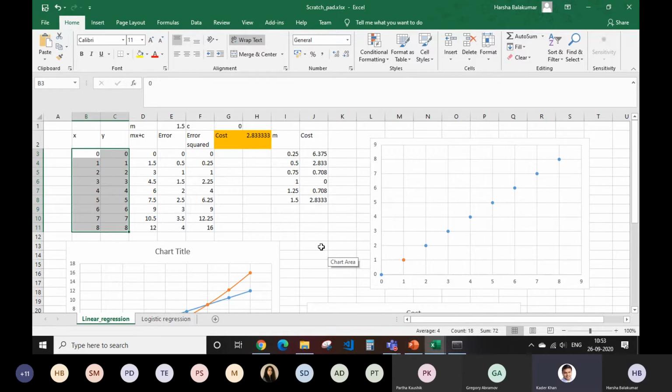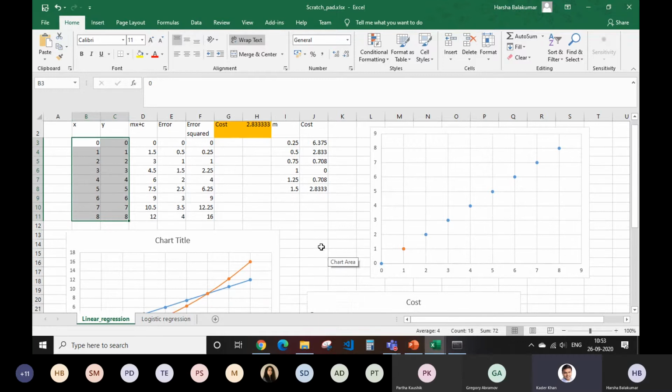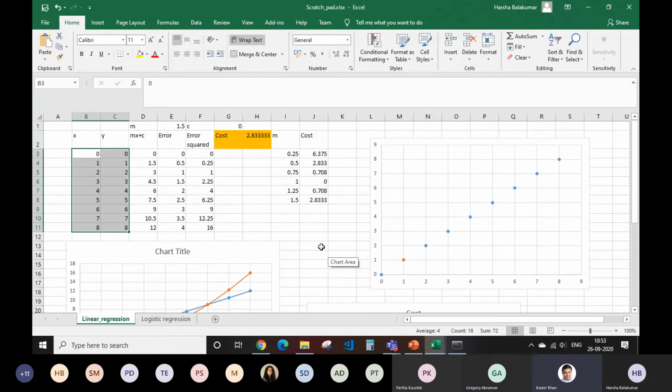Harsha, just to clarify, we keep modifying this m value to actually reduce the cost, right? Yes. And as we reduce the cost, the actual error becomes 0 and we get close to the y value. That is what the linear regression algorithm does. We don't do it. The algorithm does it. The model actually does this.